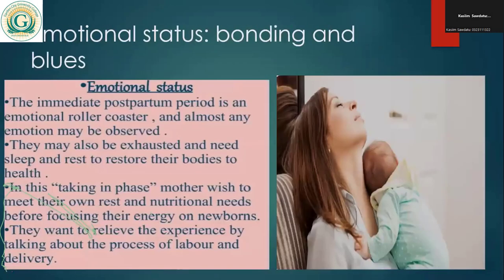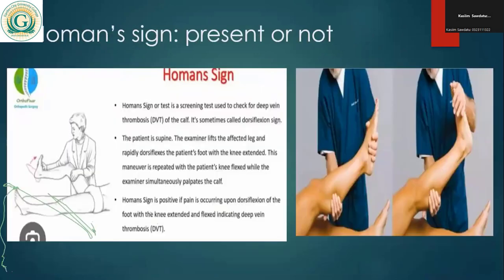When we talk of the Homans sign, it's a sign used to check for deep vein thrombosis of the calf. It is sometimes called the dorsiflexion sign. The patient is made to lie in the supine position. Then the examiner, the midwife or the nurse, lifts the affected leg and rapidly dorsiflexes the patient's foot with the knee extended. This maneuver is repeated with the patient's knee flexed while the midwife simultaneously palpates the calf. So if you palpate the calf and there is pain, it means the Homans sign is positive. That means there is an indication of deep vein thrombosis.